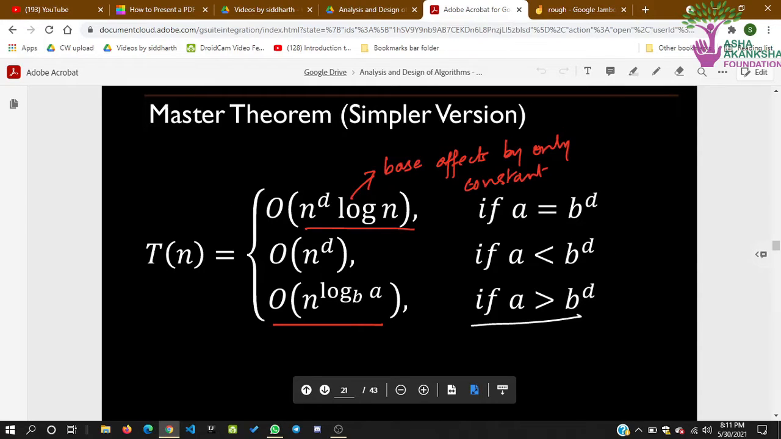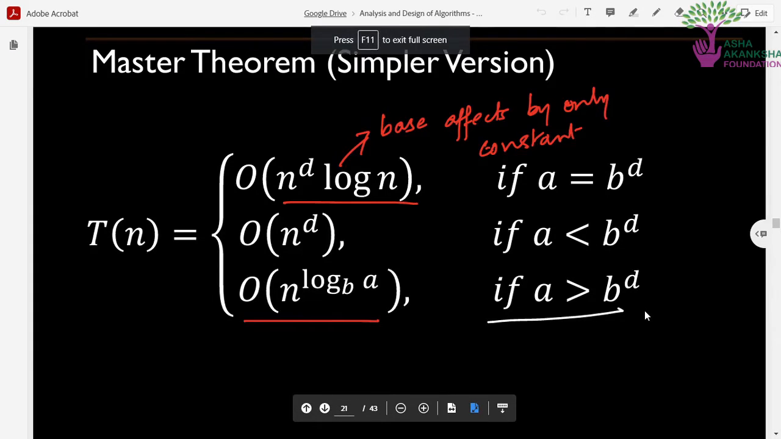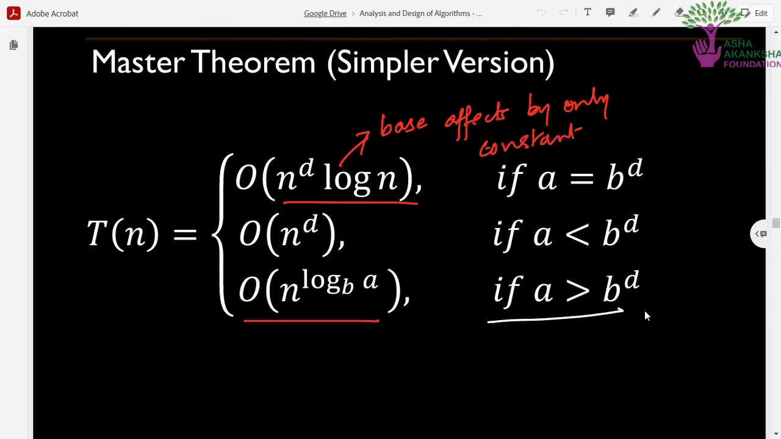I will just briefly discuss the function. We calculate this value. If it is equal to A, then it is order of this time complexity. If it is greater than A, then time complexity becomes this. And if it is less than A, then time complexity becomes this. So this was the main Master's theorem.